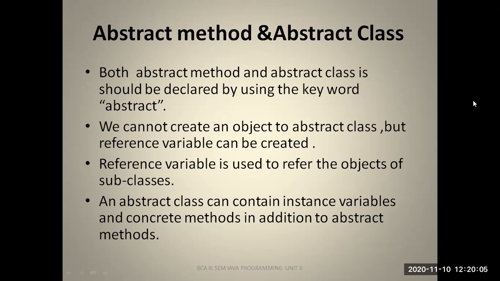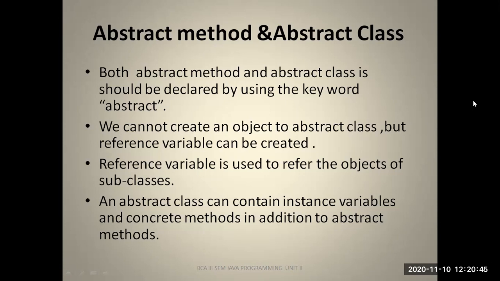Next, we can create reference variables for abstract classes. How can it be done? It should be done in the practicals. I will explain the program, then you can understand what exactly it means. The reference variable which is created for the abstract class can refer to the different objects of the subclasses. Whichever class extends the abstract class should be referred to through the reference variable of the abstract class.